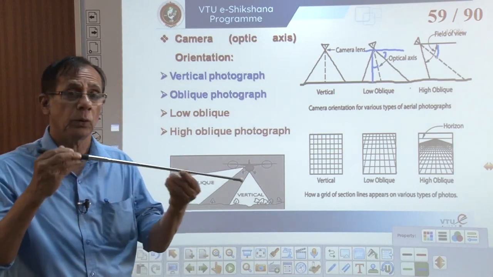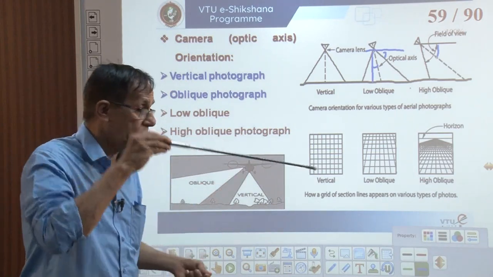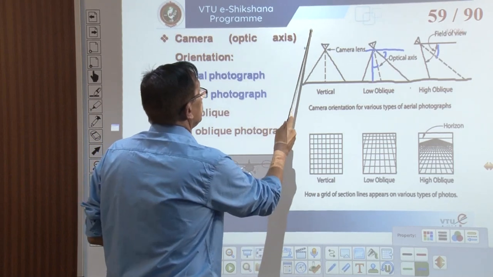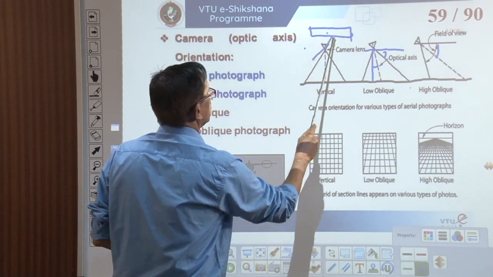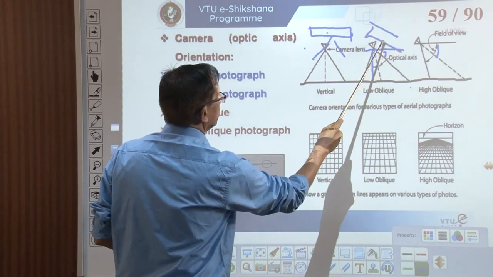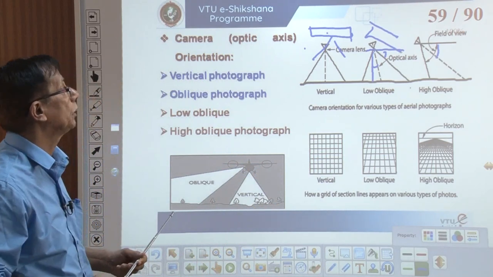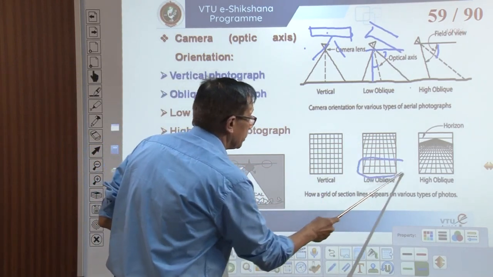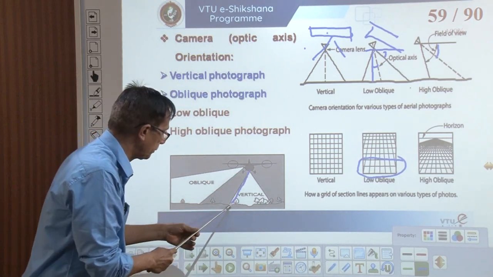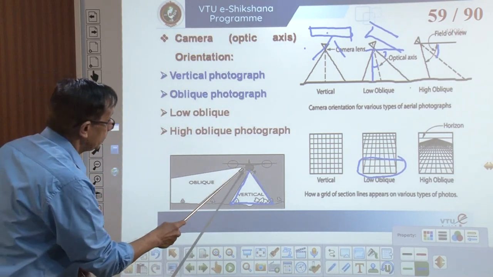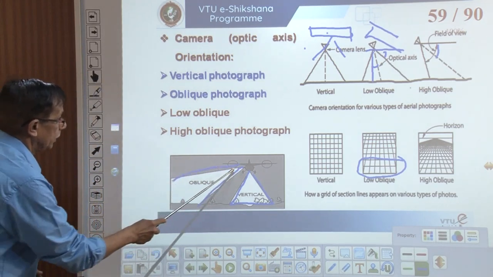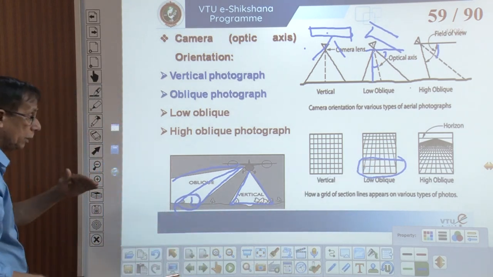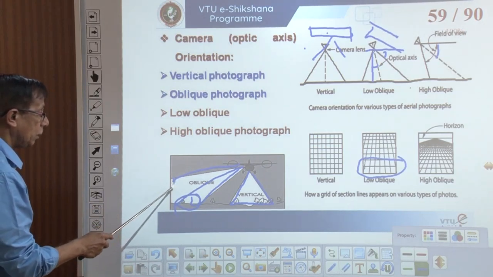But during flight, due to unfavorable atmospheric conditions, the plane may tilt or move like this. If the plane is perfectly like this, yes, this is vertical. If the plane tilts itself, then we have this kind of tilted photograph. Ideally, if it's a low angle, it is still possible to manage. Example, if I have a vertical photograph, this is the area I have covered. If this is an oblique photograph, I miss out this much, only this part of the ground is covered, and only this part of the photograph is useful.